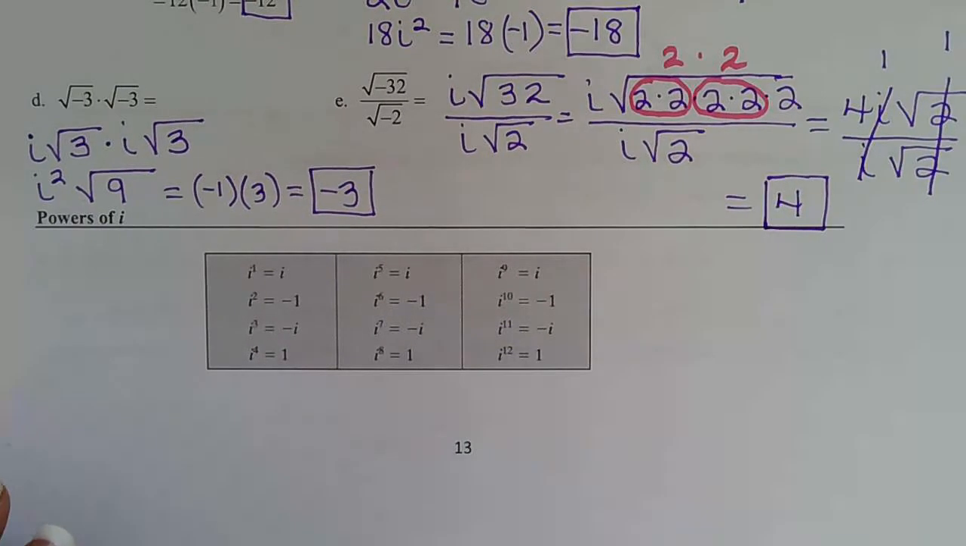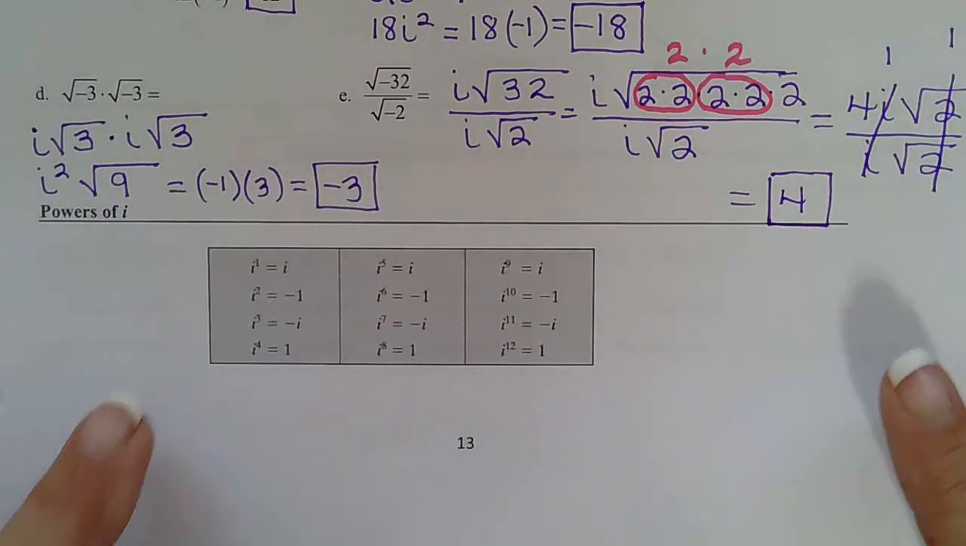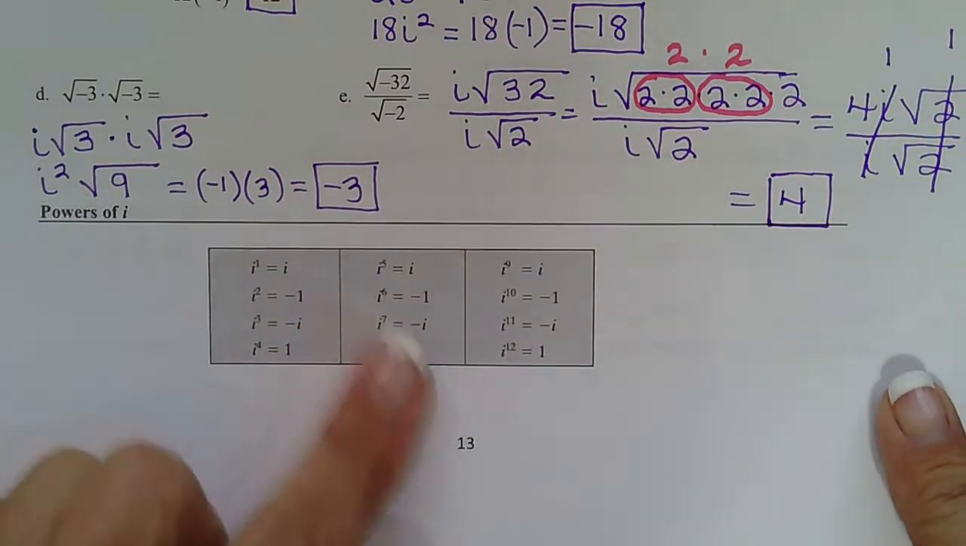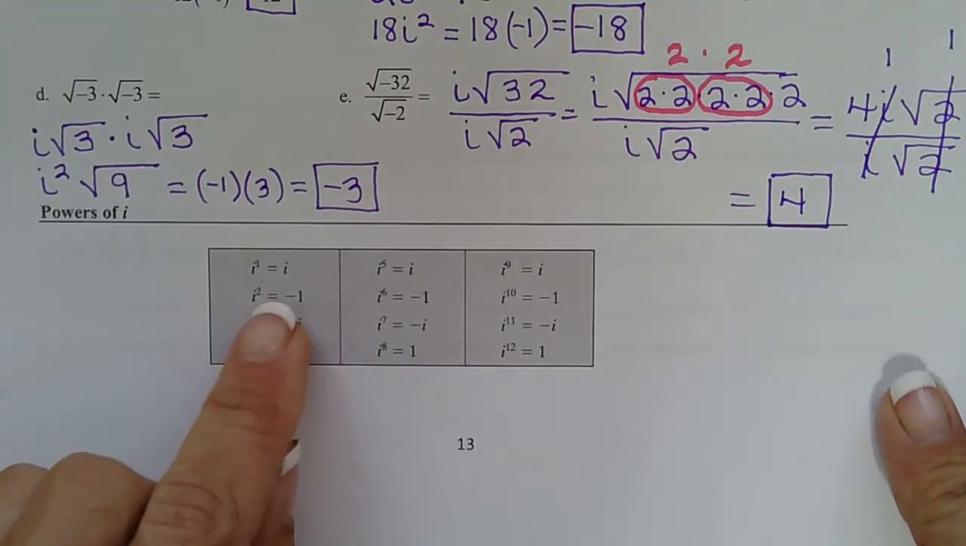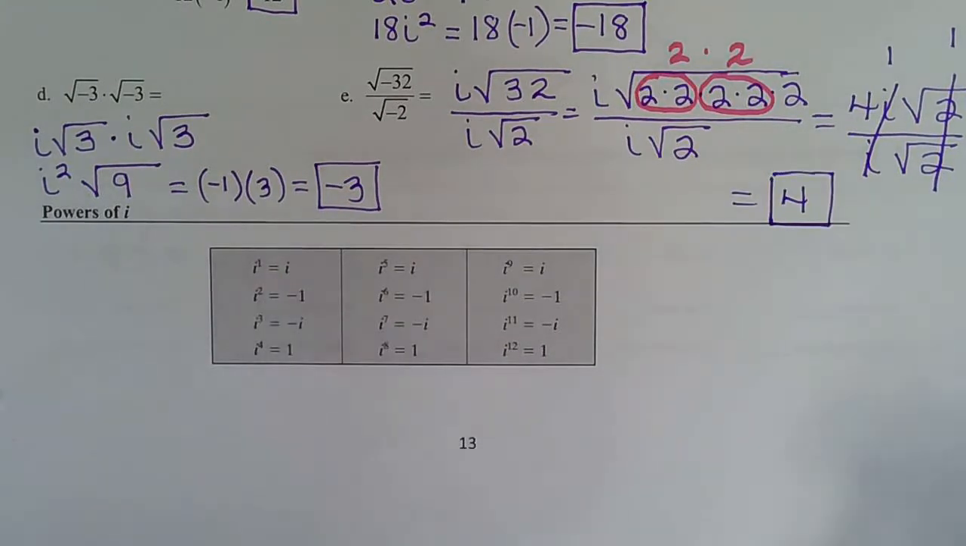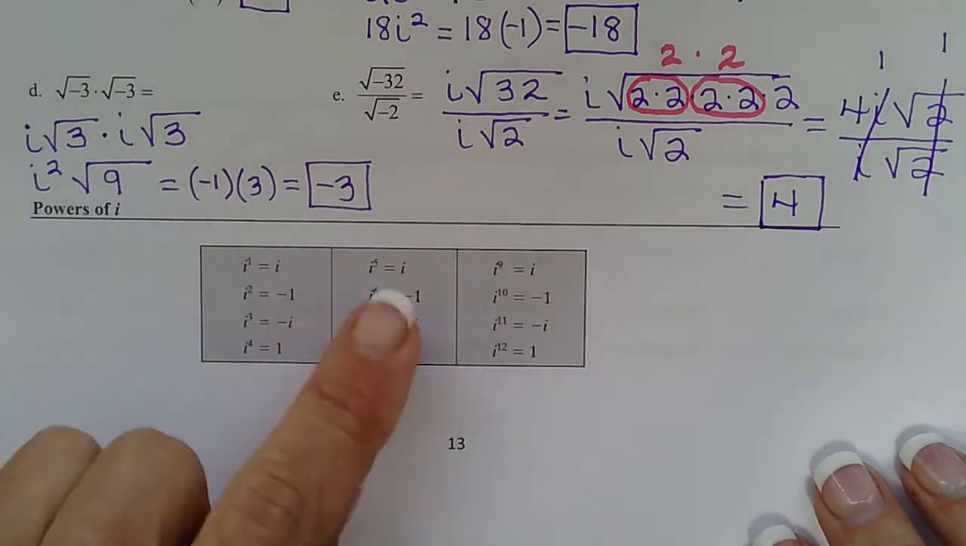Next, we're going to talk about the powers of i. So this first one, i to the first is just i, just like anything else. 3 to the first is 3, x to the first is x.